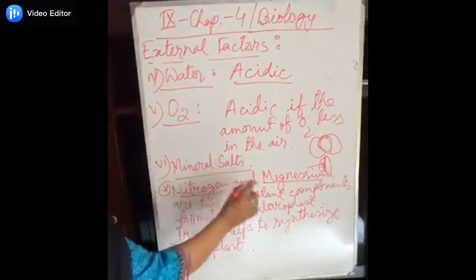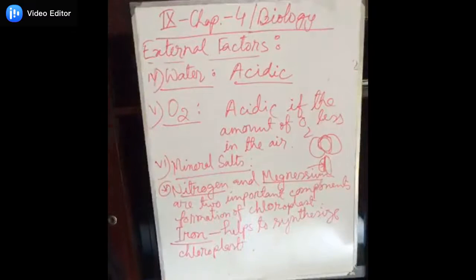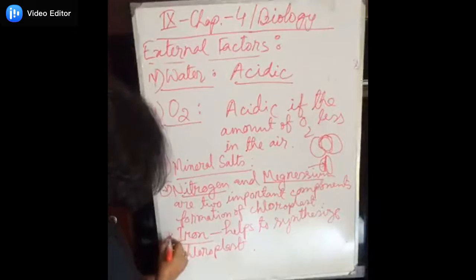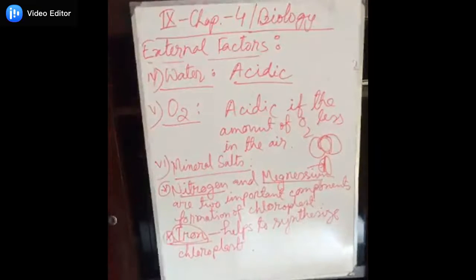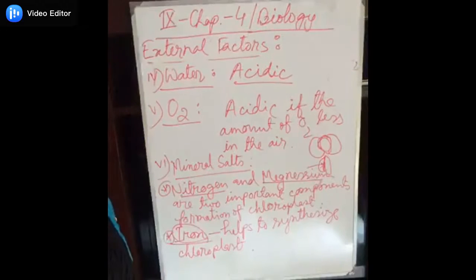One point is nitrogen and magnesium are very important. They are the main components of chloroplast. And for the formation of chloroplast, another kind of mineral is important. What is that? That is iron. In the absence of iron, nitrogen and magnesium cannot produce any chloroplast.